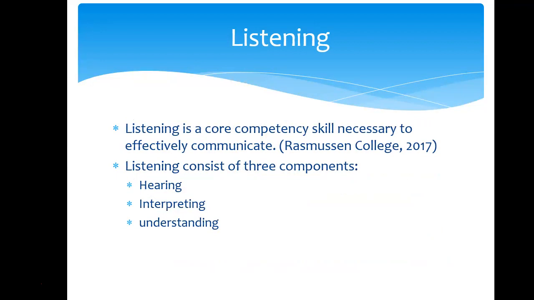Listening. Listening is a core competency skill necessary to effectively communicate. Listening consists of 3 components: hearing, interpreting, and understanding.